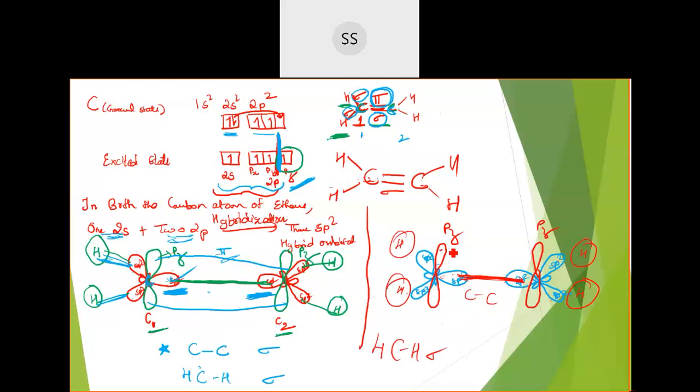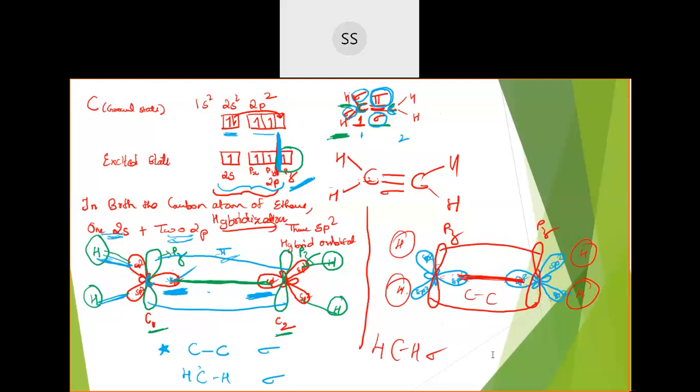Then at the end you explain about this. The remaining unhybridized p orbitals of the carbon atoms will overlap to form the pi bond. Done. Then you have to show that diagram which I have shown you at the end. If you want, I will give the writing part as well after this.